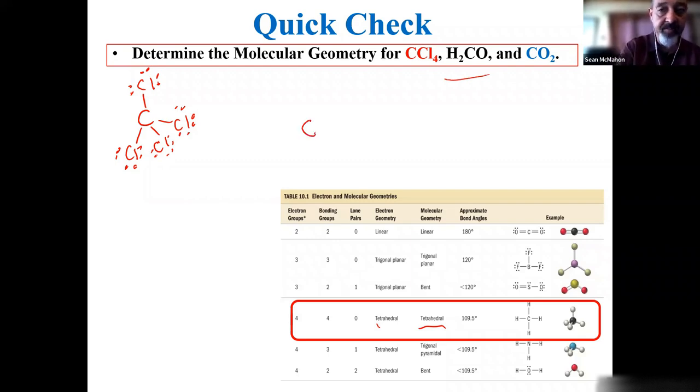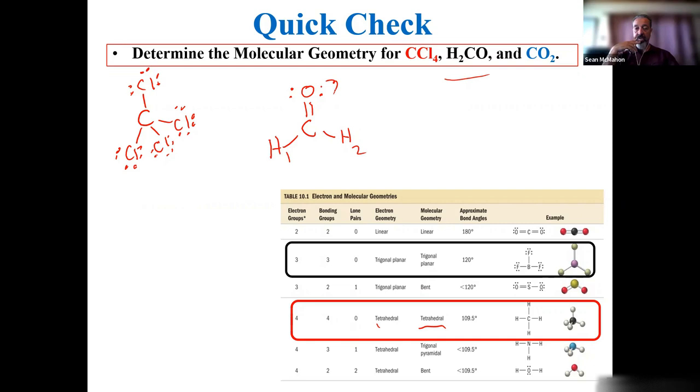So let's do formaldehyde, right? So here's formaldehyde. How many electron groups around the carbon in formaldehyde? 3 atoms. 1, 2, 3. So that means there's 3 groups. Since there are no lone pairs, the 3 electron groups are atoms, bonding pairs. There's no lone pairs, so as a result, there's no distortion in the angle, and the molecular geometry is the same as the electron group geometry.